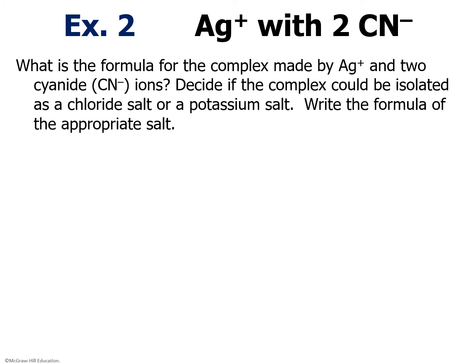Next, let's try one more example here. So what is the formula of the complex made by Ag plus and 2 cyanide ions? So in this case, the question is telling us we have Ag plus and 2 cyanide ions. Decide if the complex could be isolated as chloride salt or potassium salt. Write the formula of the appropriate salt.